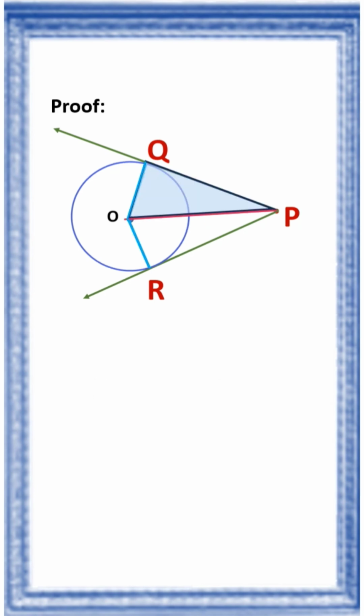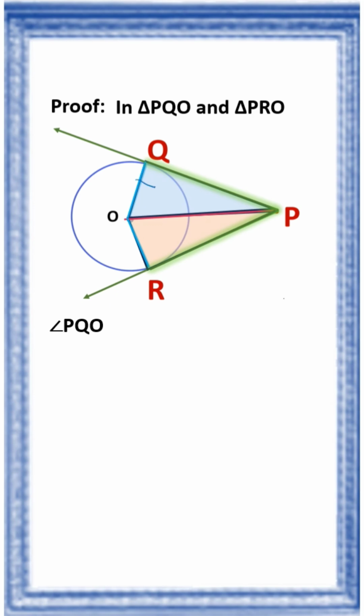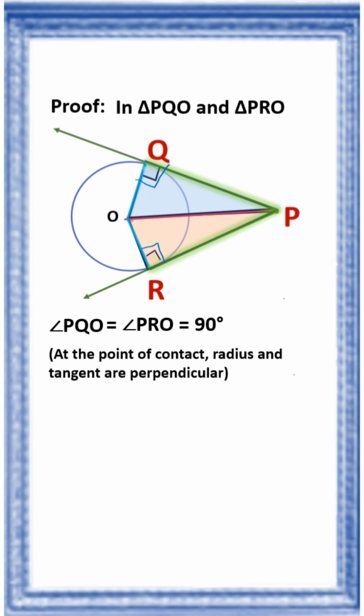Now we have two triangles. What are they? Triangle PQO and triangle PRO. Here angle PQO is equal to angle PRO, which is equal to 90 degrees. Why? At the point of contact, radius and tangent are perpendicular. So now OP is equal to OP.